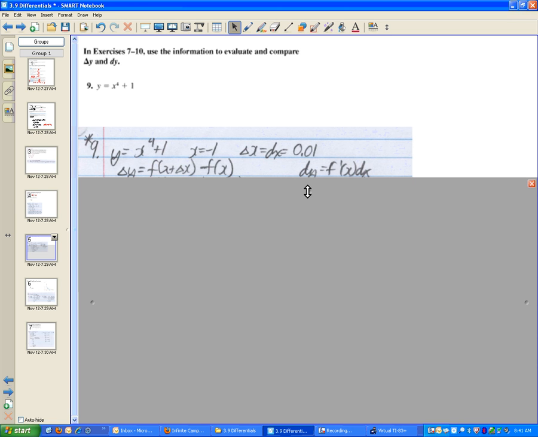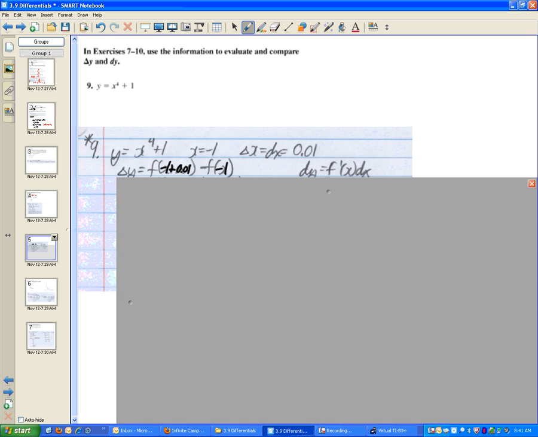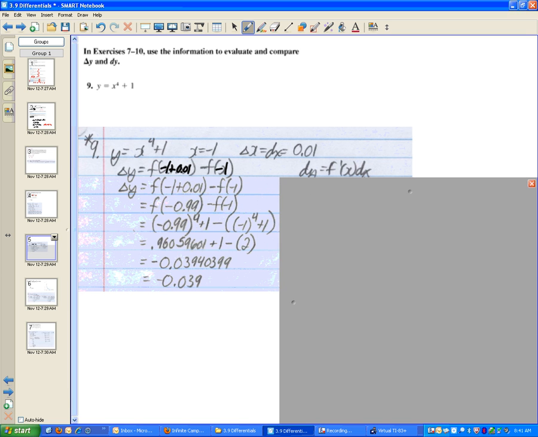All right, let's find these one at a time, okay? So to find delta y, well, let's see. Watch this here. x is negative 1, so I'm going to put a negative 1 there, plus delta x, so plus 0.01, minus f of x, so that'll be a negative 1 there. So when I do that, I get that line.